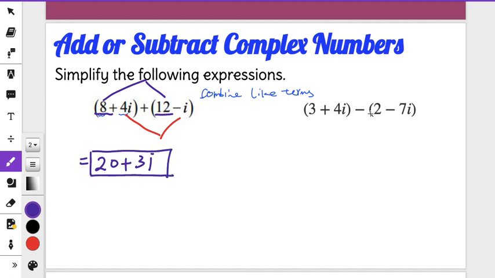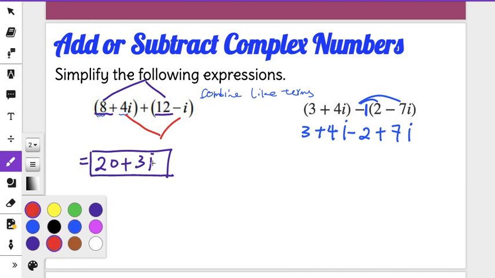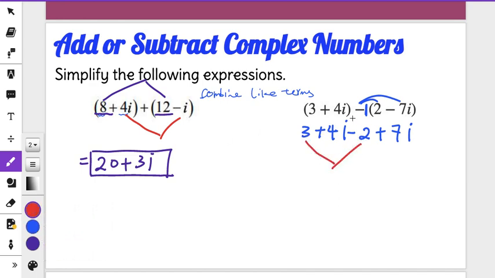Next, we are going to work on this one, but as you can see, instead of adding, this is subtraction, so we need to be careful with the signs. First, I'm going to take off the parentheses so I know exactly what's going on with the negative sign. We know there is an invisible -1 in front, so I just distribute this -1 to both terms. That way I know the sign is changing. As you can see, positive 2 becomes negative, negative 7i becomes positive. Then I'm going to work on like terms, which are 3 and negative 2, and 4i and 7i. After combining like terms, I will have 3 minus 2 is 1, 4i plus 7i is 11i.